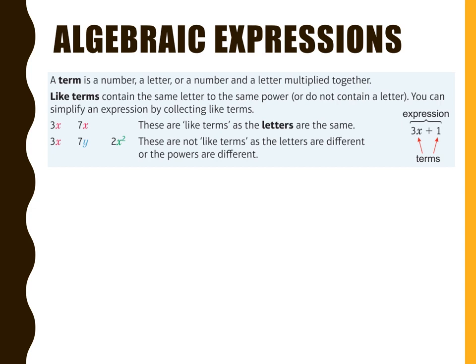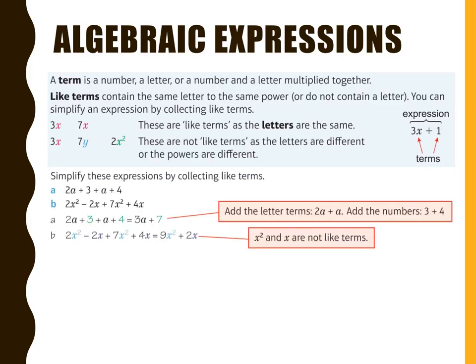We do not consider these as like terms because, first of all, x and y are two different letters, and secondly, x and x squared have different powers. This is x to the power of 1, and this is x squared. If we were to simplify these expressions by collecting like terms, so if you were given this question and you're asked to simplify, this is what you do.